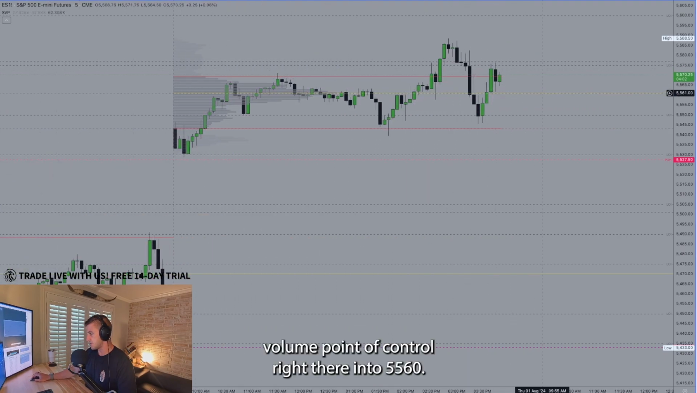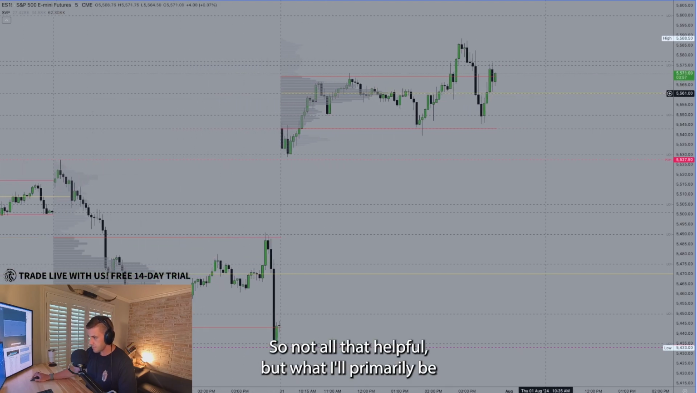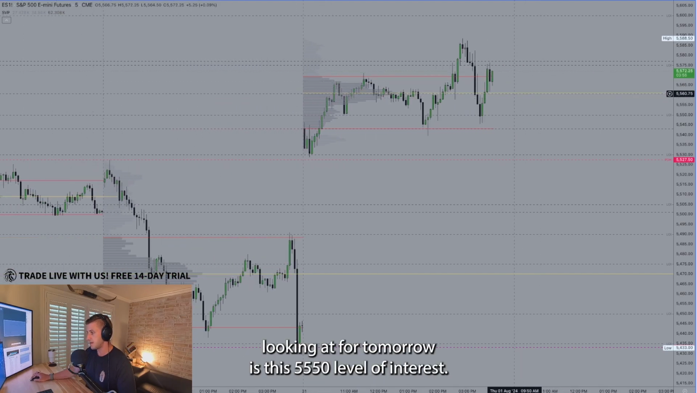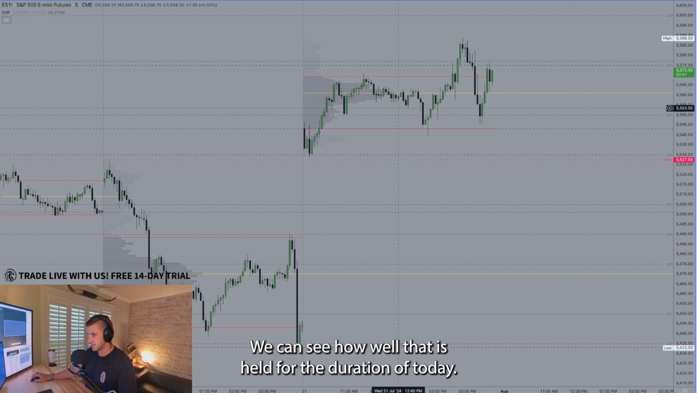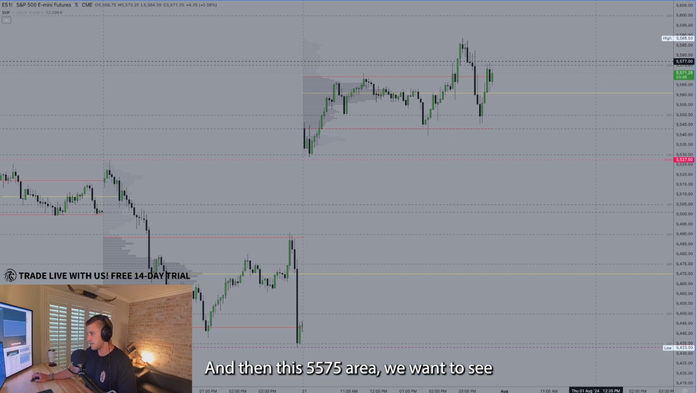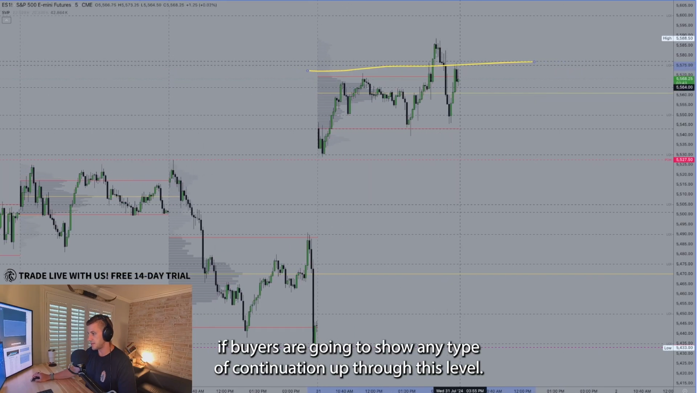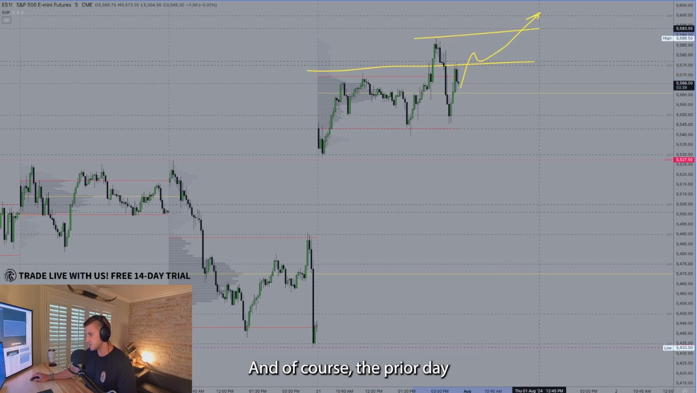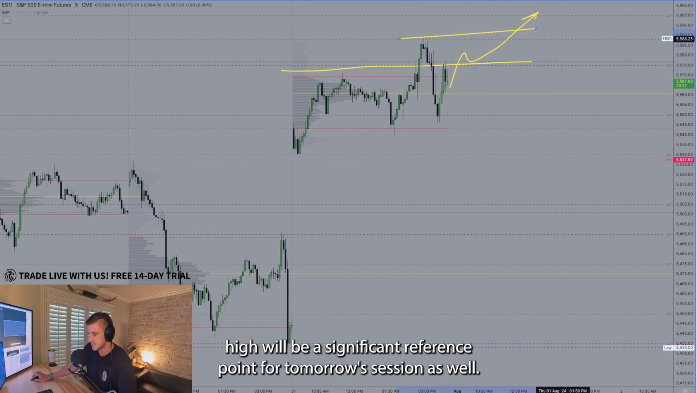Today's volume point of control right there into 55.60. So not all that helpful, but what I'll primarily be looking at for tomorrow is this 55.50 level of interest. We can see how well that has held for the duration of today. And then this 55.75 area. We want to see if buyers are going to show any type of continuation up through this level. And of course, the prior day high will be a significant reference point for tomorrow's session as well.